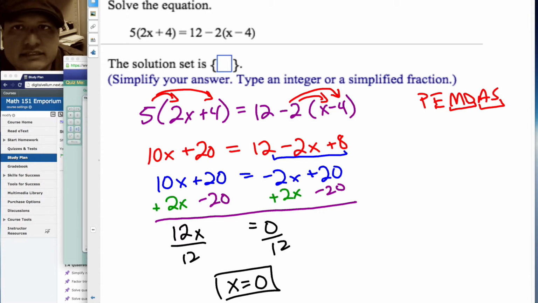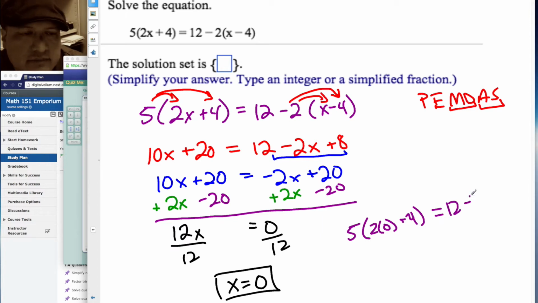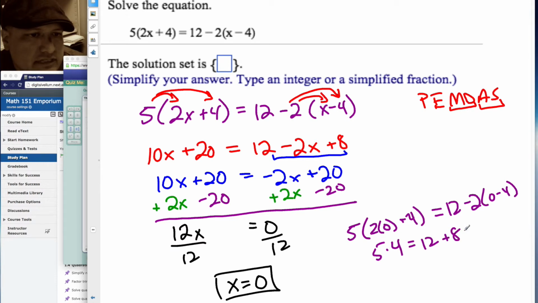Now it's very important to check these to make sure they're right. Maybe we made a mistake here. Maybe I made a mistake on purpose just to test you. So 2 times 0, so I'm plugging it into the original, plus 4 equals 12 minus 0 minus 4. So this is 5, this is going to be 0, so 5 times 4 is 20, and this is 12 minus 4, so that's plus 8. Both are equal to 20, so it works out. So our answer here is 0.